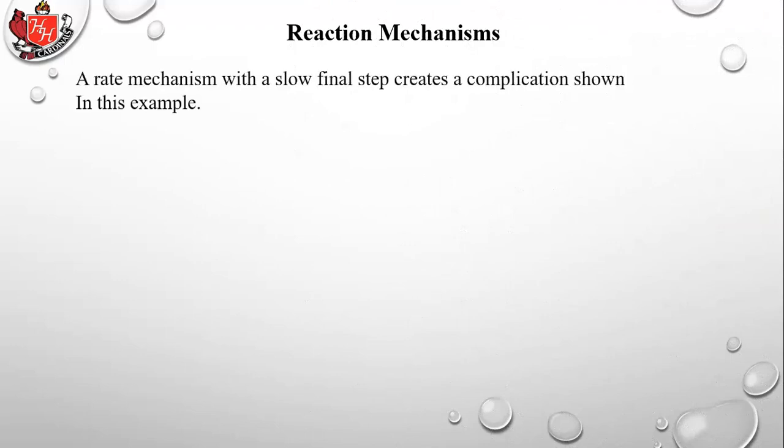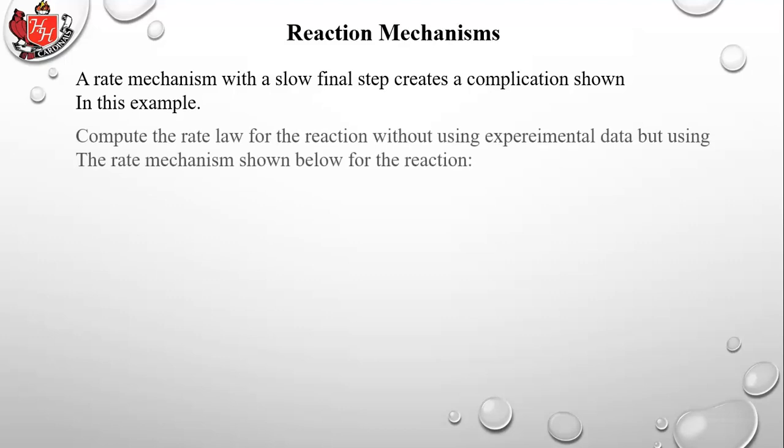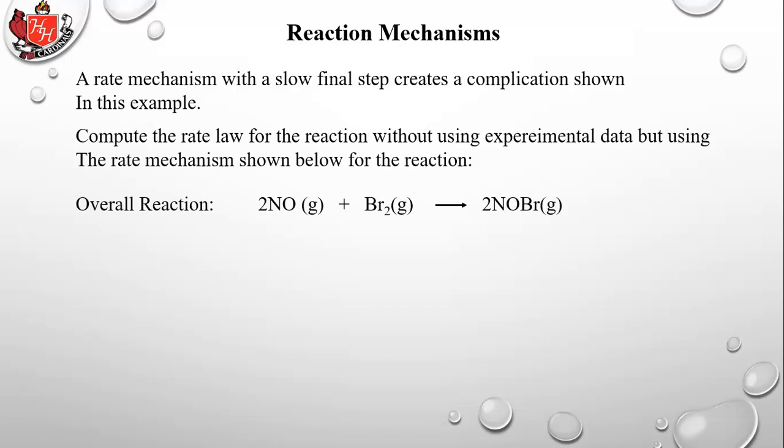A rate mechanism with a slow final step creates a complication shown in this example. Now this is going to be tough to learn at first. You do it by repeating. You learn anything in life by just repeating it enough times. So compute the rate law for the reaction without using experimental data, but using the rate mechanism shown below for the reaction. The overall reaction is 2NO plus Br2 to produce 2NOBr.